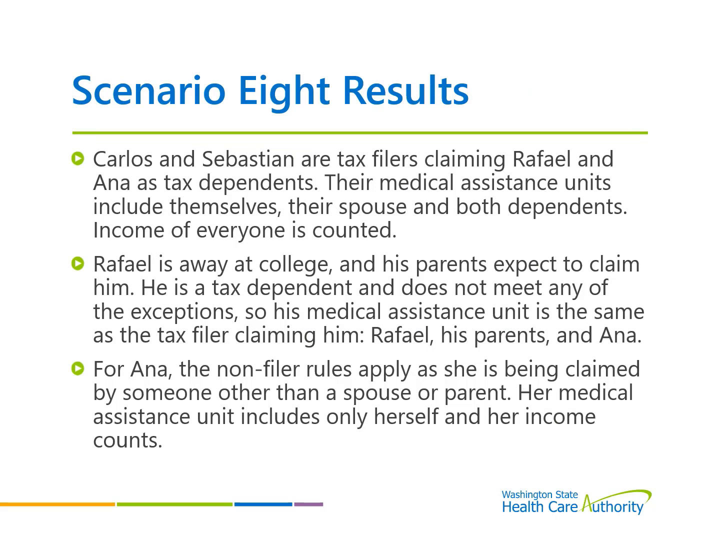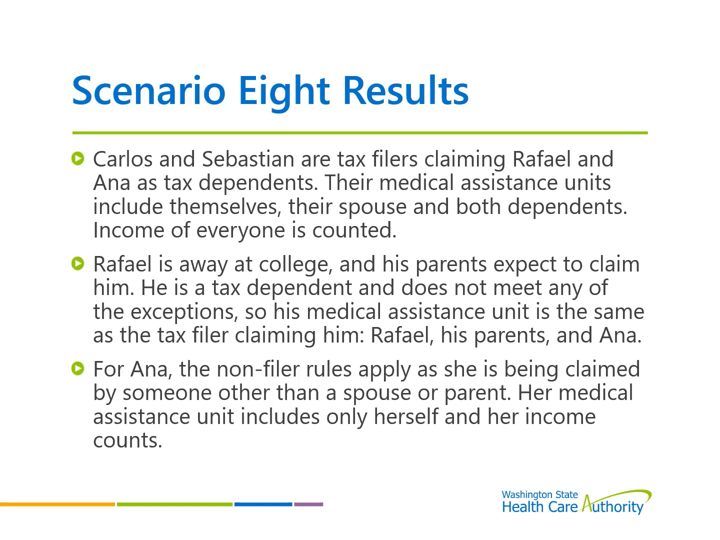Let's review this scenario. Carlos and Sebastian are tax filers claiming Rafael and Anna as tax dependents. Their medical assistance units include themselves, their spouse, and both dependents. Income of everyone is counted.